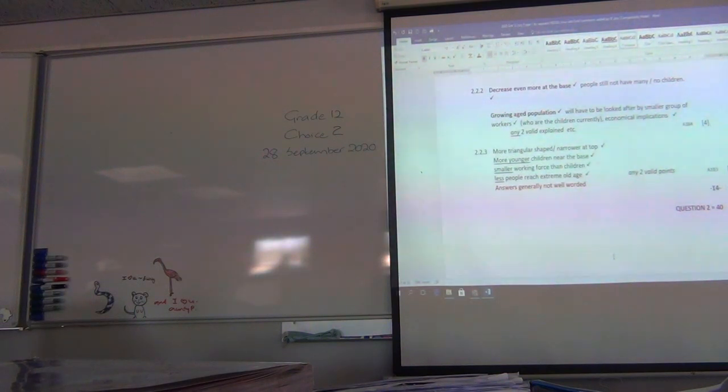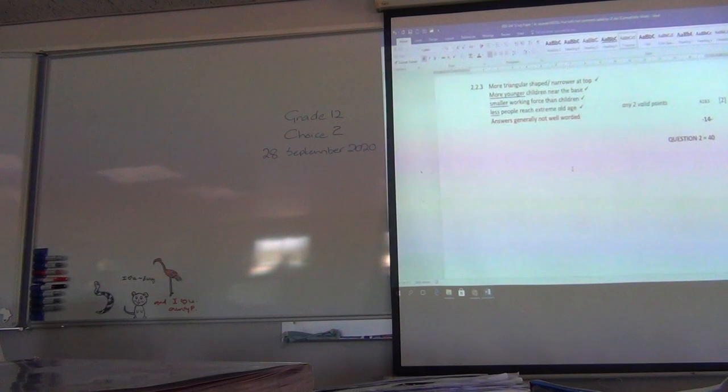Two ways in which the population pyramid of a developing country would differ: more triangular shape, narrower at the top; more younger children near the base; smaller working force than children; and fewer people, that word should be fewer, you guys use the word less when you should be saying fewer, reach an extreme old age. And the comment Mrs. Lorenza made was, your answers generally are not well worded.